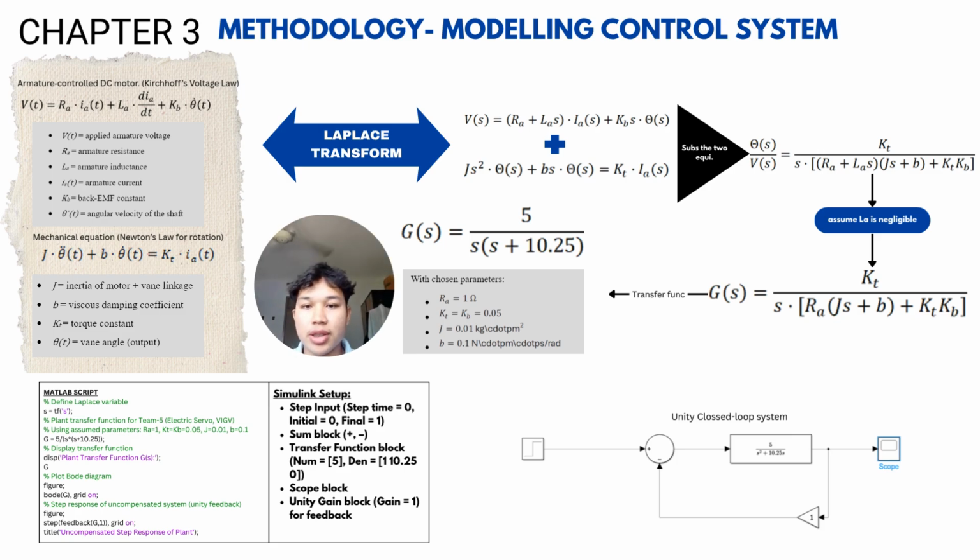Hello, good day everyone. So today I'm presenting chapter 3, modeling our electric servo system. Our goal is simple. We feed electricity and we want a precise mechanical angle out. To describe this, we start with two basic physical laws. First, Kirchhoff's law, which describes the electrical side, how voltage pushes current through the motor coils.